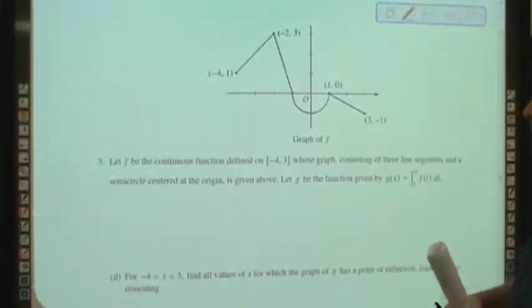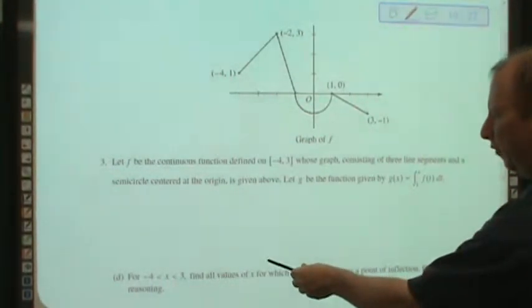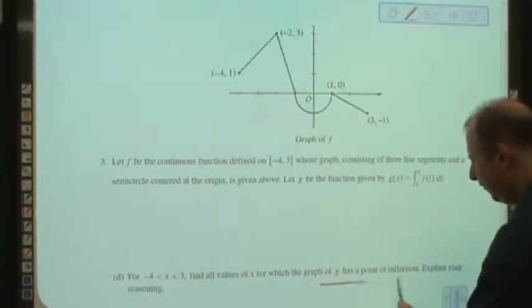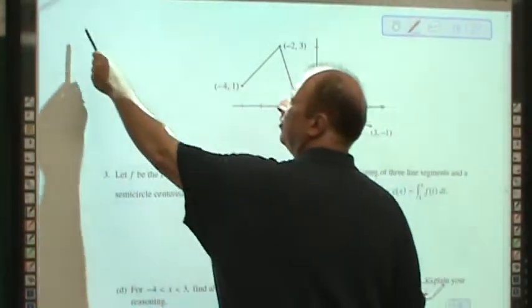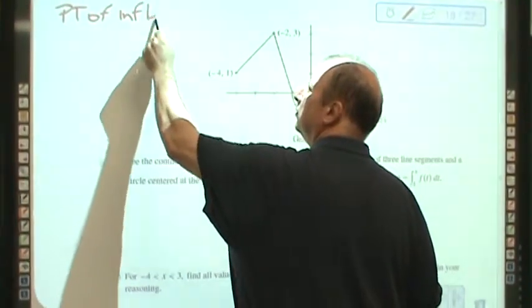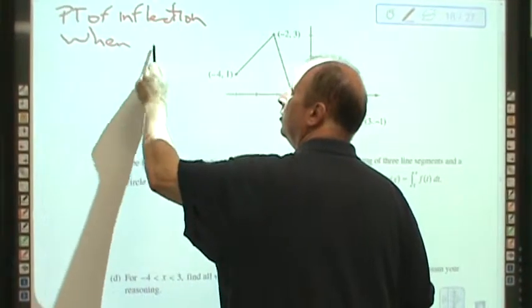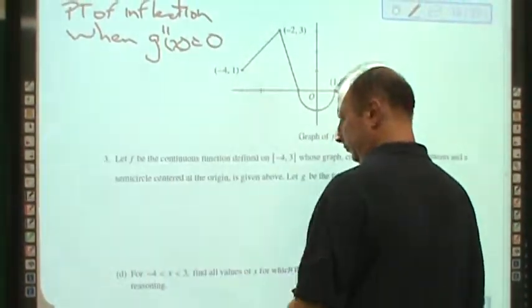Now for the final piece. For -4 less than x less than 3, find all values at which the graph of g has a point of inflection. Points of inflection, let's review what that is. A point of inflection occurs when g double prime of x is equal to 0.